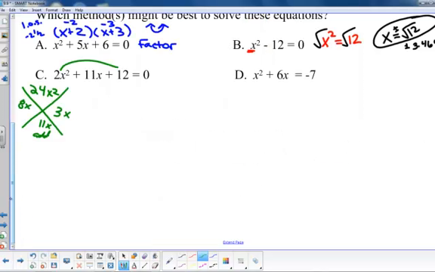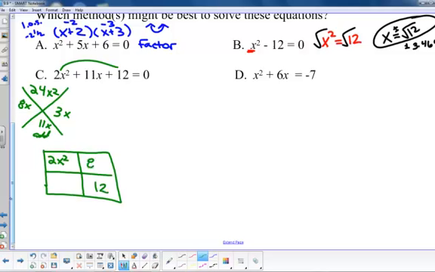So if you draw your box, you have your 2x squared, your 12, your 8x, and your 3x. We've got to fill in these missing numbers. I'll color code this slightly. So this is going to have to be your 2x. This is going to be your x.